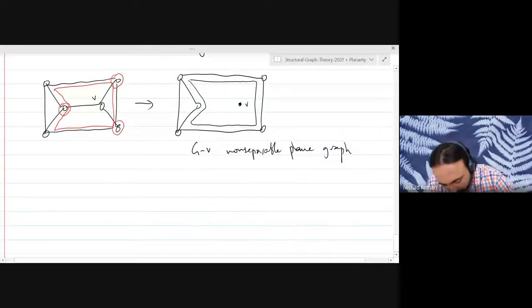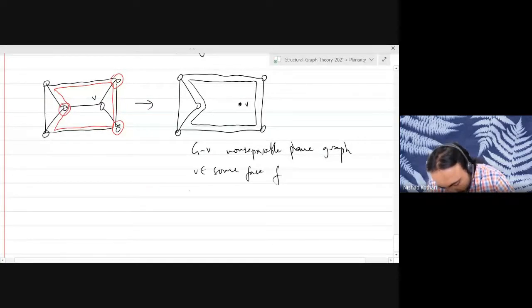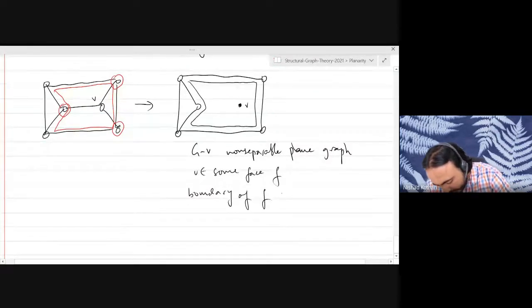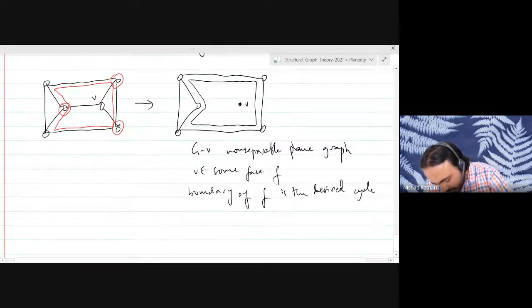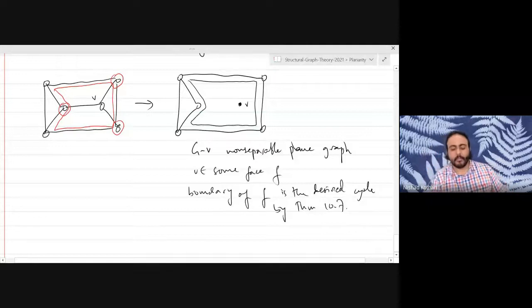So V belongs to some face F. The boundary of F is the desired cycle by theorem 10.7 and by planarity. Okay, so that's it. Does everybody follow this proof? Are there any questions or concerns?